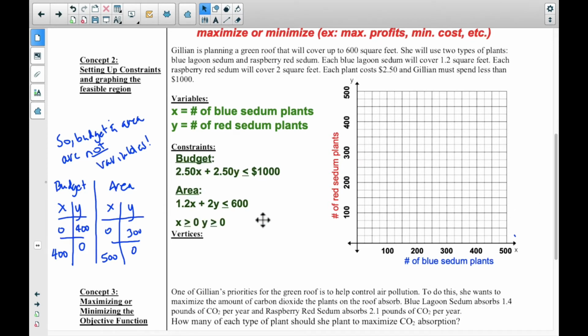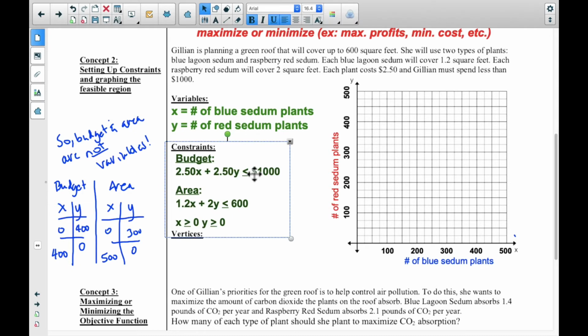All right, one other constraint that is important that I forgot about is that x has to be greater than or equal to 0, and y has to be greater than or equal to 0, right? Because you can't have a negative number of plants. So we need to include those two constraints also. So we actually have 1, 2, 3, 4 different constraints. And with those 4 constraints, we're going to graph them and find their intersection points, and this should make a quadrilateral of some kind.